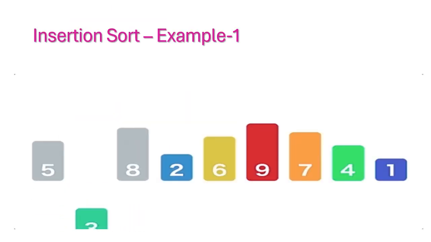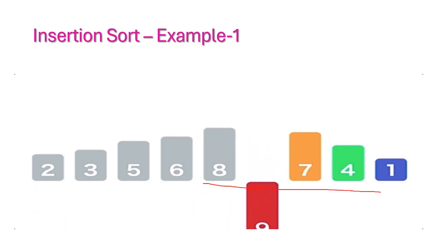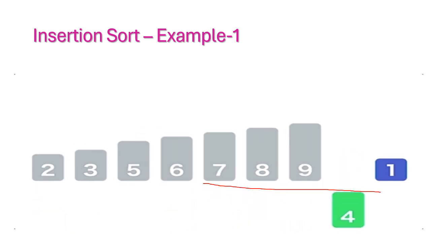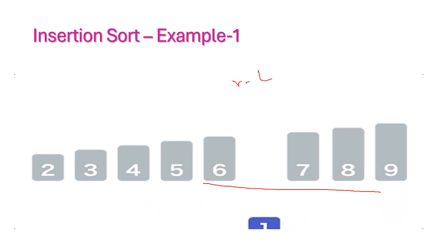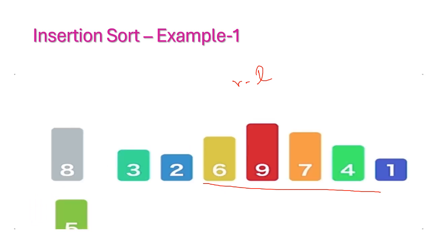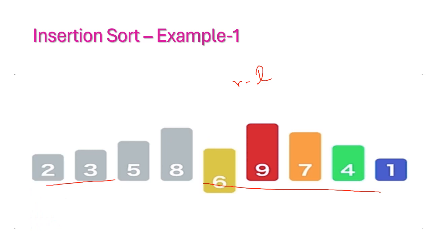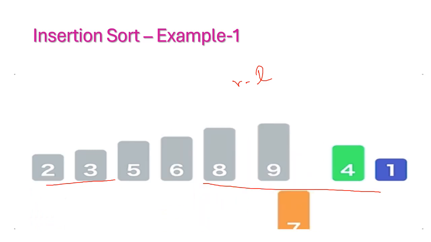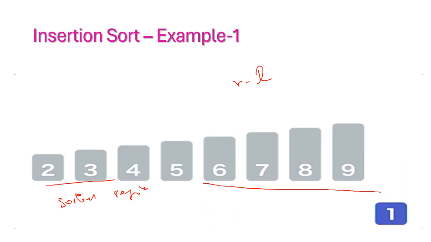This is another example. At every iteration, one element is taken from the unsorted array and compared with all the sorted array from right to left. If it finds its right place, then the data item will be inserted in its right position in the sorted region.